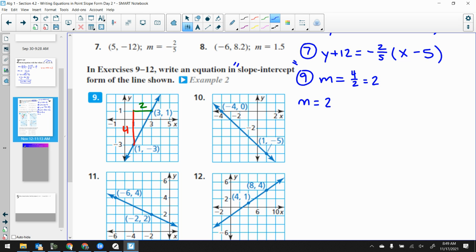Let me ask you. Izzy, which point? No, that's okay. You're just going to help me. She's got this. Izzy, we got the slope is 2. Rise over run. Which point would you like to pick? Because you just pick one of them. 3, 1 or 1, negative 3. 3, 1. Okay.